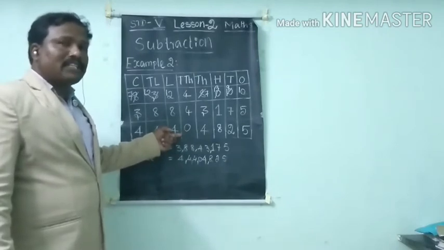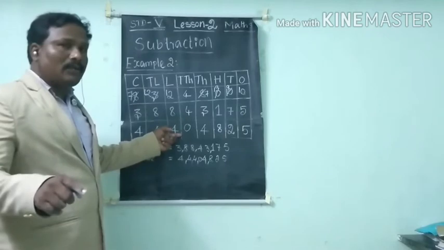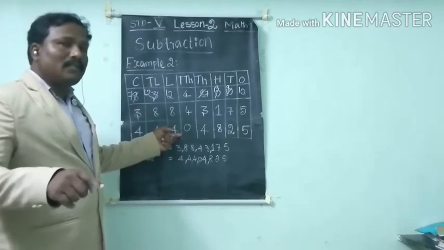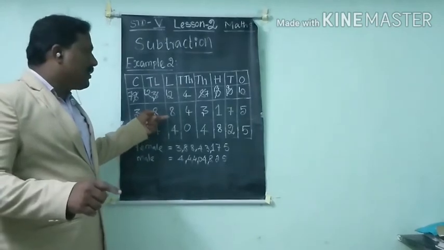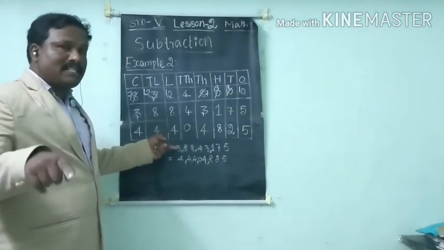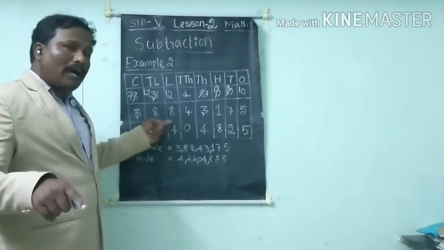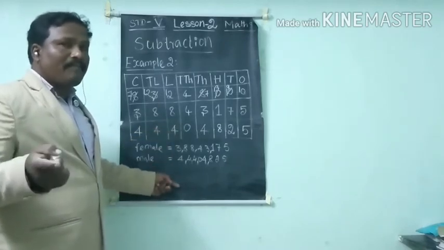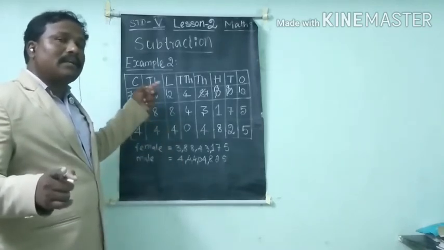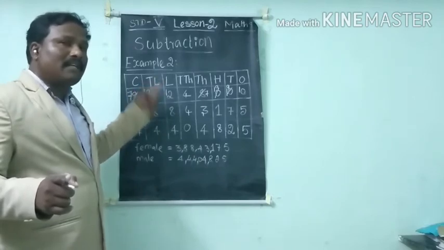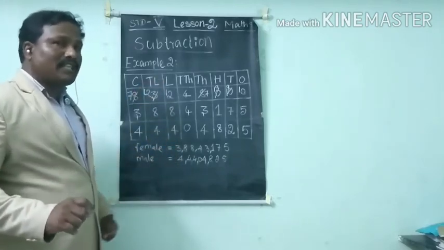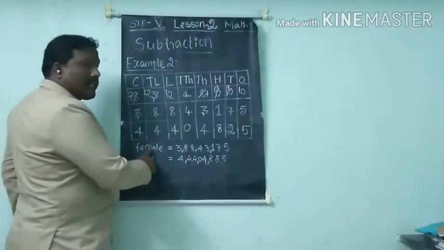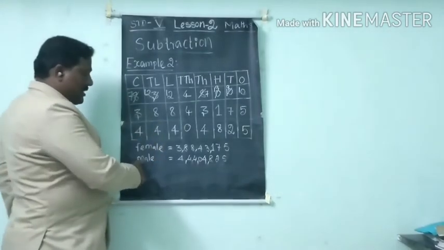If you want to check whether your answer is right or wrong, how can you check? You can check like this. If you add the female count and your answer, the male count, you will get one answer. That answer and the total population they already gave, if both are the same, your answer is correct. Let me check. It's the female count they already gave. This is the male count.